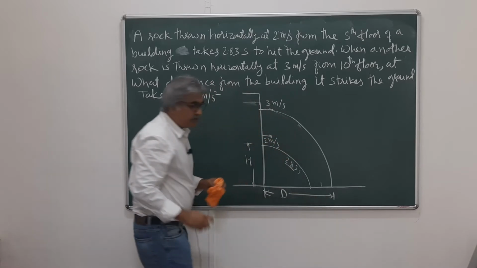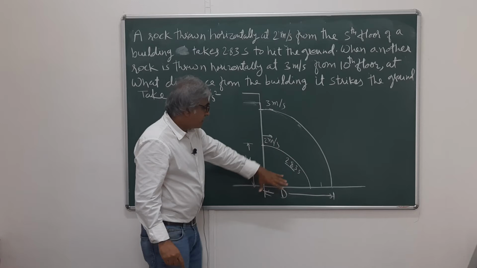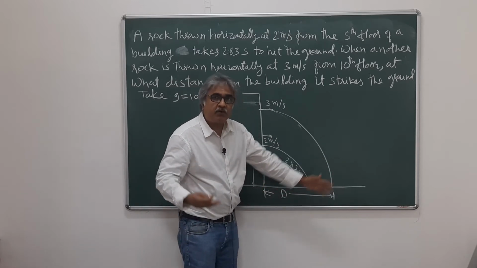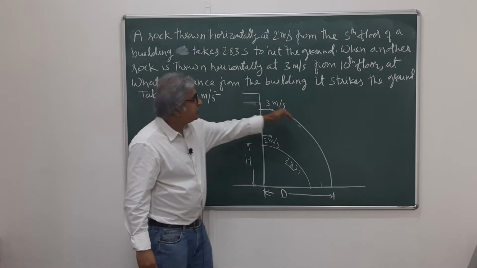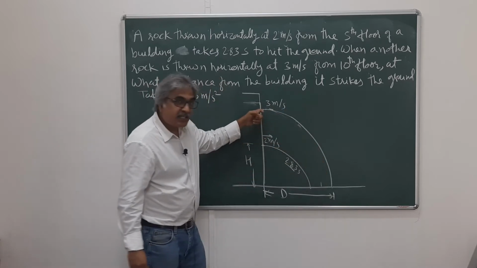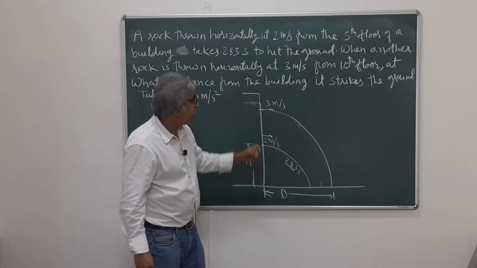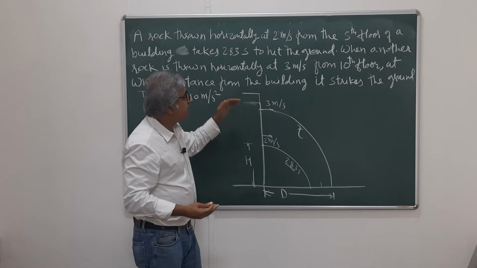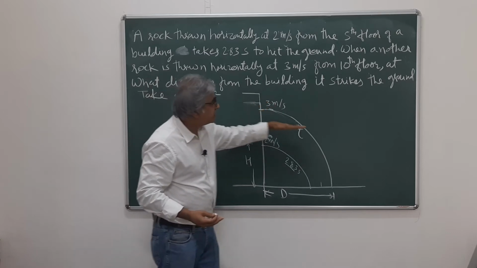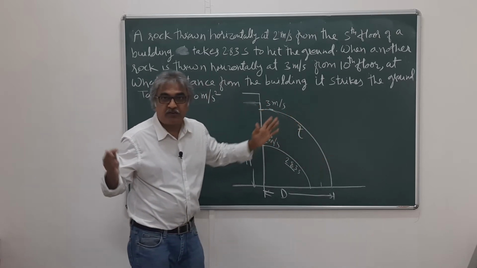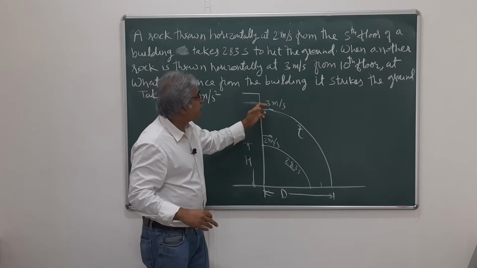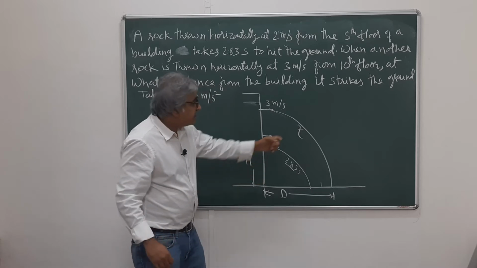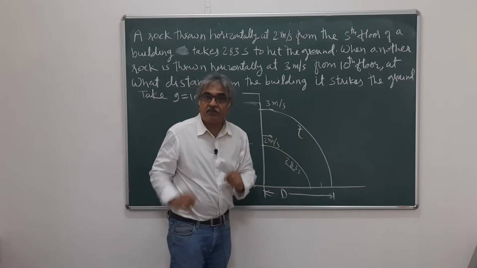We are asked to find out this distance d. This displacement could have been found easily, provided we knew the time for this rock to reach the ground. Let's say this time is t. If we had known this, then because the horizontal velocity of a projectile remains constant, this d would have been 3 into t. But we don't know this t, and that is what we want to find out.